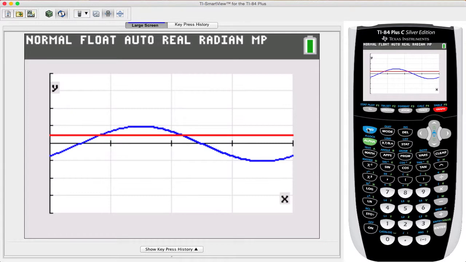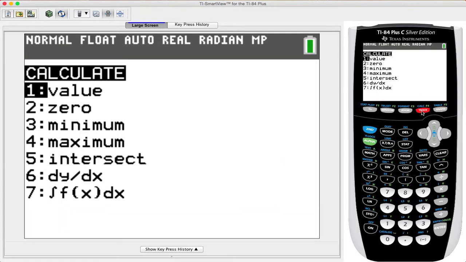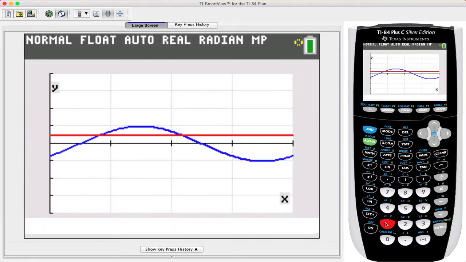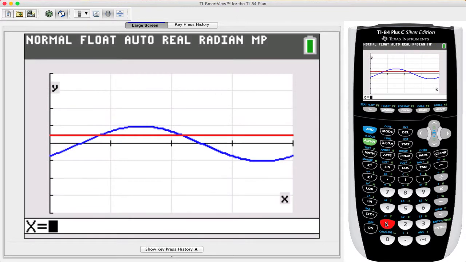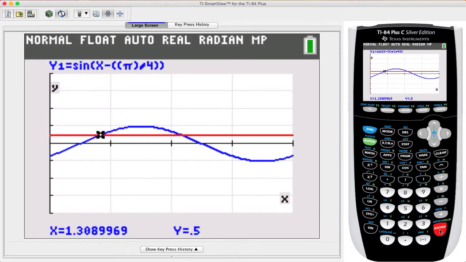Let's do second and then trace so that we can verify those solutions, and let's press 1 for value. If you remember, we said that one of the solutions was 5 pi over 12, so let's put that in. 5 times pi divided by 12, and that should show the little X marker over one of these intersections. So when I press enter, we see that is over that location, and we see the y value is in fact 0.5, which is the same thing as a half. So 5/10 and 1/2 are the same.